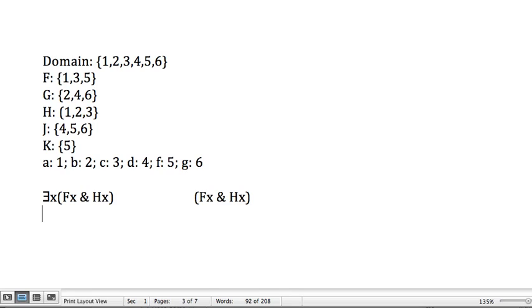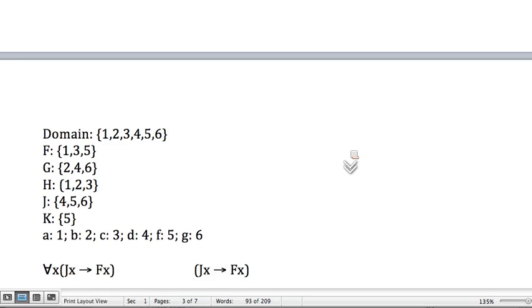Well, to fit this description, the thing that we pick out has to be an F and also has to be an H. In technical talk, that means it satisfies Fx and satisfies Hx. Is there anything that satisfies both of those? Sure, the number 1 does, because it's both an F and an H. So does the number 3. The number 3 is both an F and an H. So there is at least one thing that satisfies this propositional function, that fits this description, and therefore the existential statement is true.